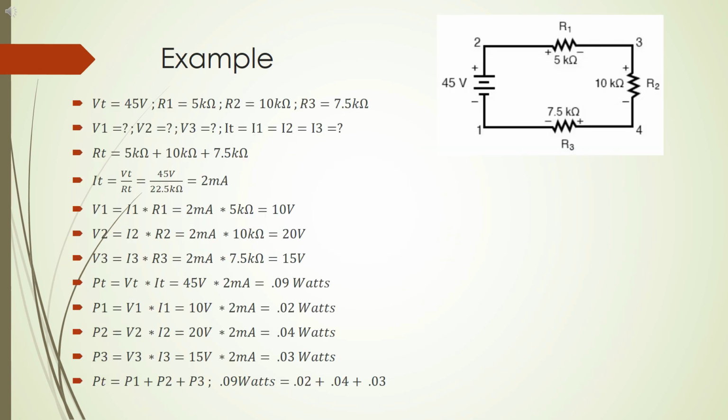Let's solve an example. In the given figure, let us solve for the total power and the individual power dissipated in each resistor. We will approach this problem by solving each unknown first. To begin, we need to solve for the total resistance, then solve for the total current flowing through the circuit. From there we can solve for the individual voltage drop in each resistor, then we can solve for the total power and the individual power dissipated in each resistor.